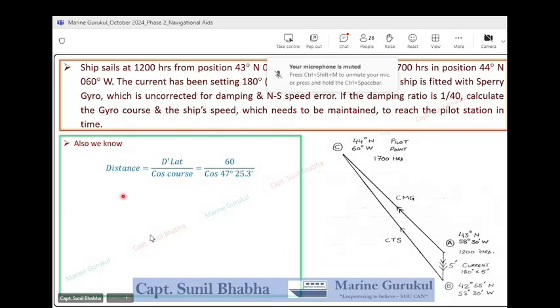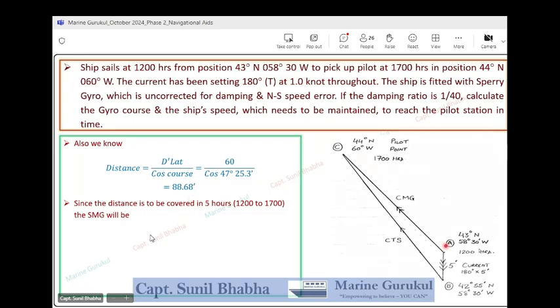Now moving further, we also know the formula for distance is equal to D-lat upon cos course. The D-lat is 60 minutes and the course which we just now calculated is 47 degrees 25.3 minutes. So using these values, you get the distance to be made good as 88.68 miles.